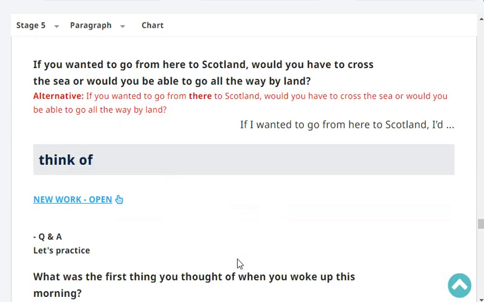But if you wanted to go from there to, let's say, Okinawa, would you have to cross the sea or would you be able to go all the way by land? If I wanted to go from here to Okinawa, I'd have to cross the sea. I won't be able to go all the way by land.